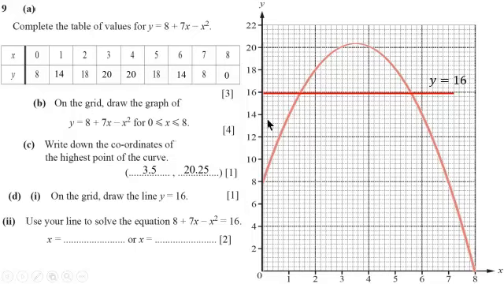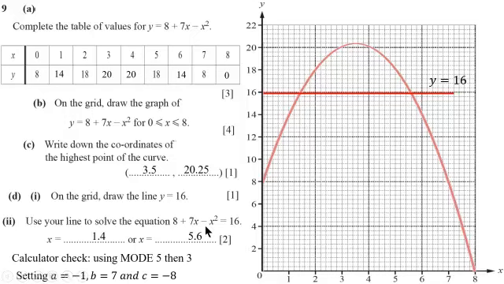Now I just read the x-coordinates of the points of intersection of the line and the curve, which will be 1.4 and 5.6. Of course, you can check these two numbers because some of you make very strange curves. So you can check them by solving this quadratic equation using the calculator. As I told you before, we can make a calculator check using mode 5, then 3, and then setting A equals -1 here, and B equals 7, and C equals 8 minus 16, which is -8, to get the answer correct. Okay, thank you very much.